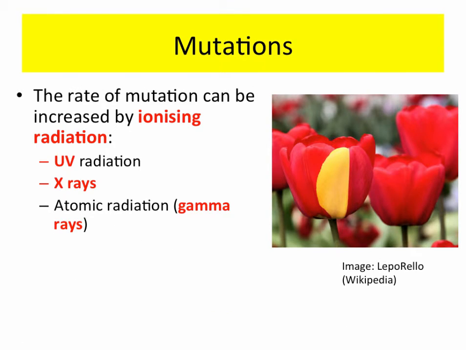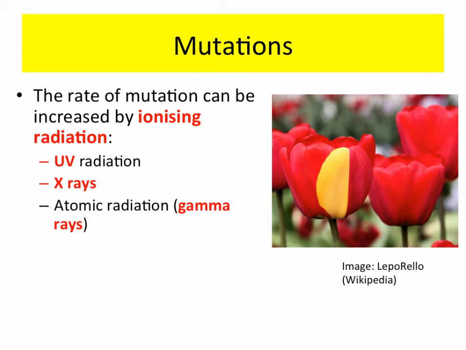So, the rate of mutation can be increased by ionizing radiation. You will learn a bit more about this in physics, but essentially, UV radiation, X-rays, and atomic radiation, which is gamma rays, can cause changes in the DNA of an organism. This explains why UV radiation causes skin cancer, why people have to be very careful with X-rays. You are limited the number of X-rays you have per year, for example, and pregnant women are advised not to have X-rays to prevent deformations due to mutations in the DNA of their baby.